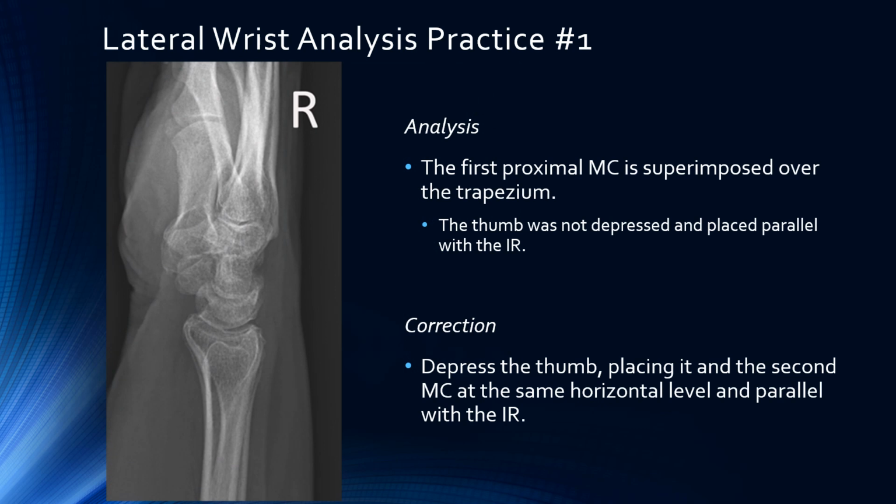The first proximal metacarpal is superimposing over top the trapezium. The thumb was not depressed and placed parallel with the IR. So for correction, depress the thumb, placing it in the second metacarpal at the same horizontal level and parallel with the IR.